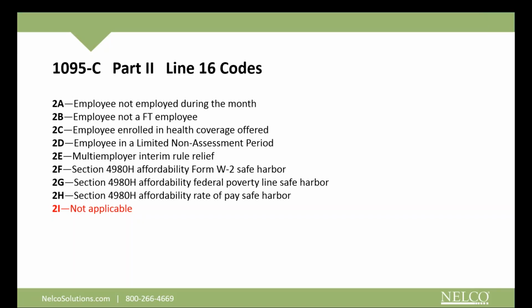The W-2 safe harbor, basically what you're saying is it's 9.5% or less of their W-2 wages. The federal poverty line safe harbor was what we talked about before with code 1A. Code 1A and 2G frequently go together. And then code 2H is the rate of pay safe harbor. That's where you would be calculating that based on the rate of pay.